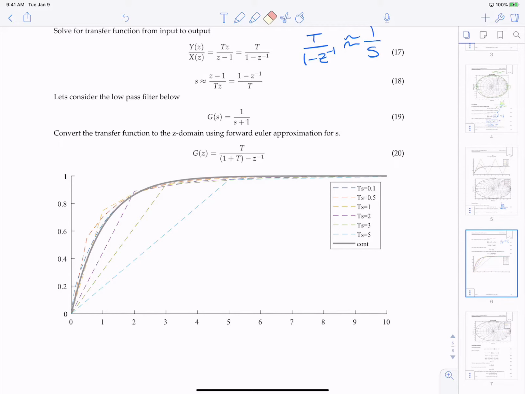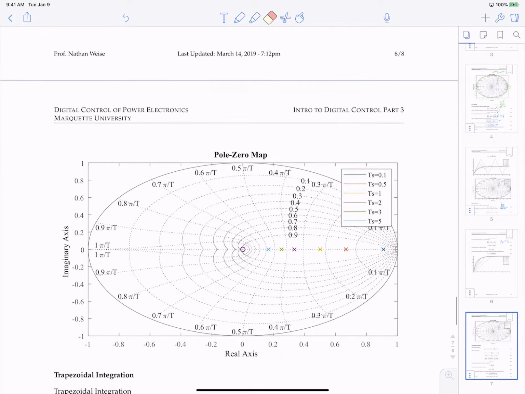So let's look at the poles and zeros and see what's going on with this one. Take a look at this. Here again is the pole for sampling time of 0.1, and as we increase the sampling time, we're going to 0.5, 1, 2, 3, and look at that, 5. That's as far as we get.